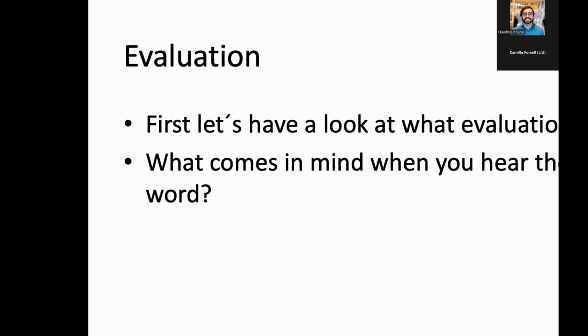So again, when we talk about evaluation, what comes to mind when you hear that word? A few of you have already done it, but the rest of you, what do you think of when we talk about evaluation? How good our method is. How good it is, yeah. How usable is it? Yeah. Something else?